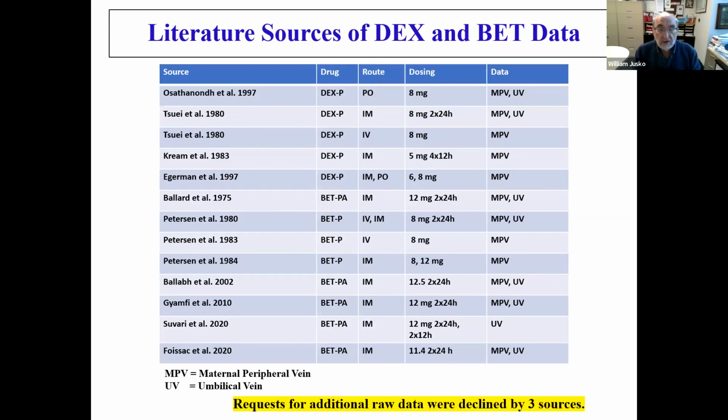And we knew of other sources of data. I asked the investigators who had additional raw data for a number of women, and I was declined by 3 sources. One of the sources was investigators in Europe who gave the excuse that their country does not allow sharing of data outside of France. Very frustrating. So there's possibly more to come in this analysis once we can get more information.